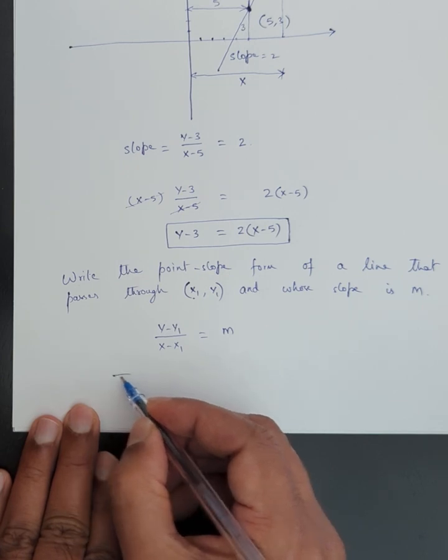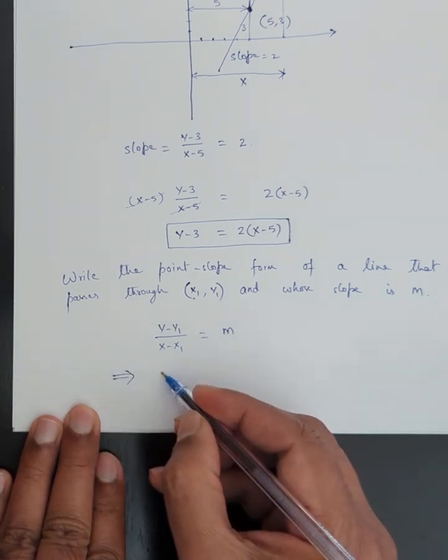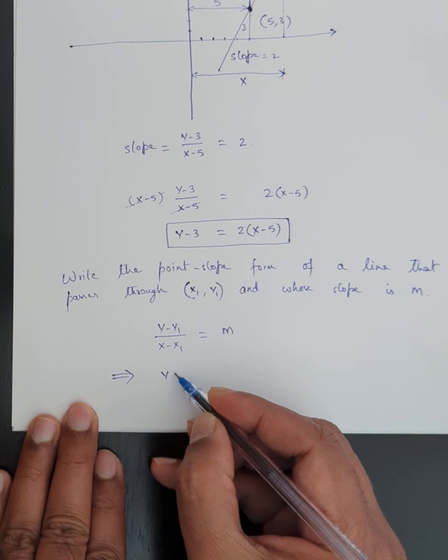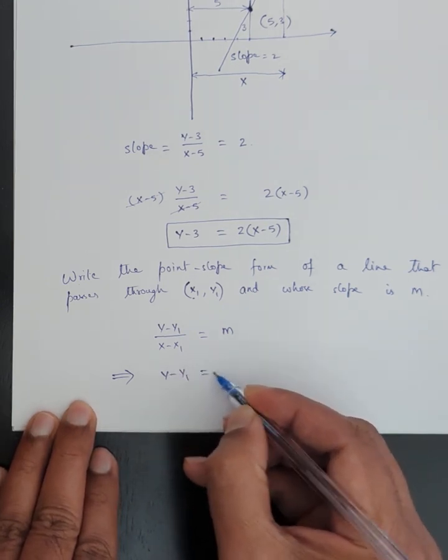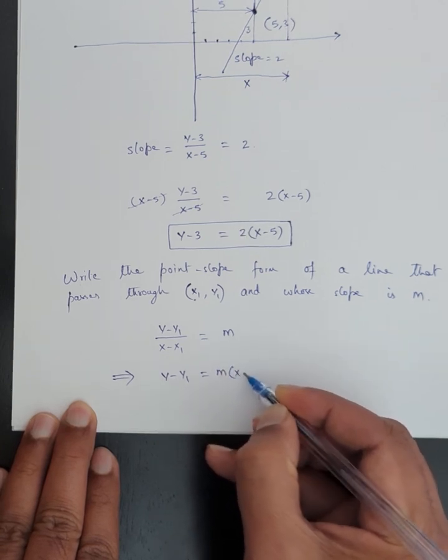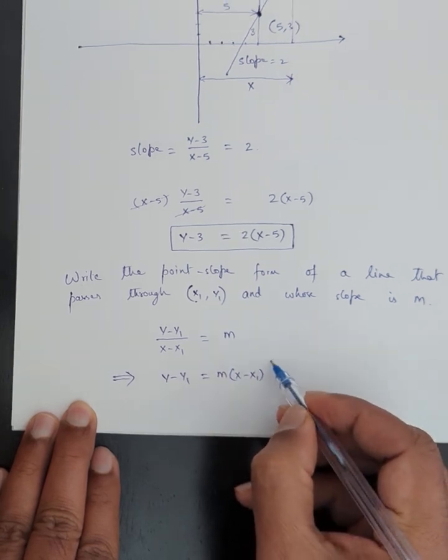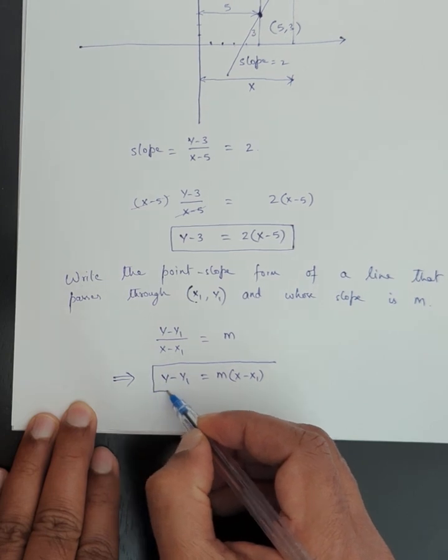Or in other words, if you multiply both sides by the denominator, you get y minus y1 equals m parentheses x minus x1. Now this is the point slope form of a line.